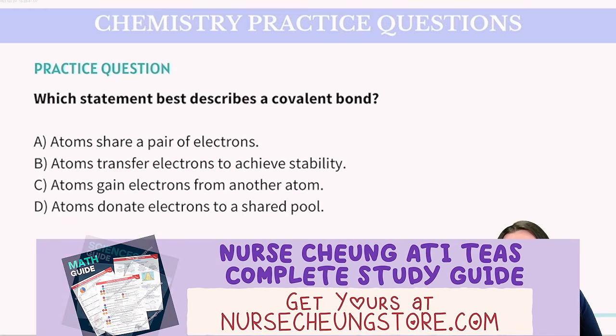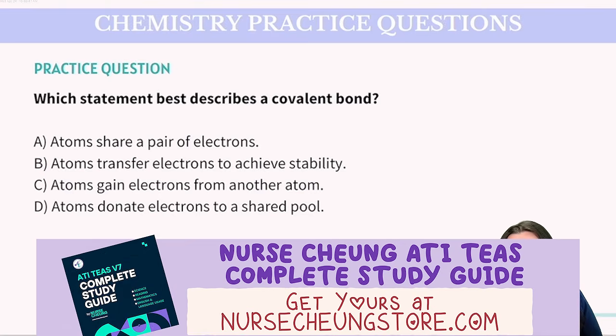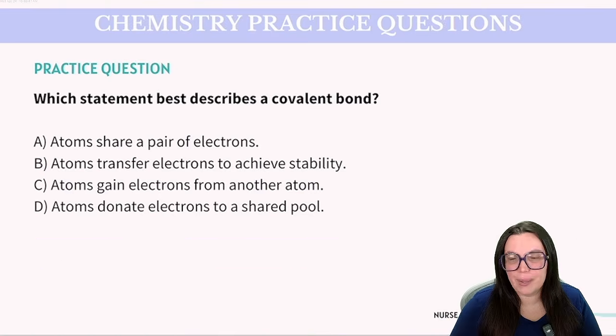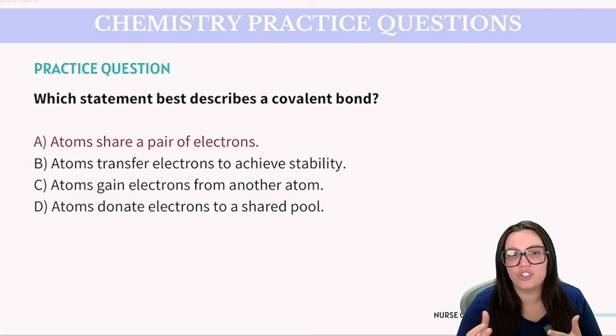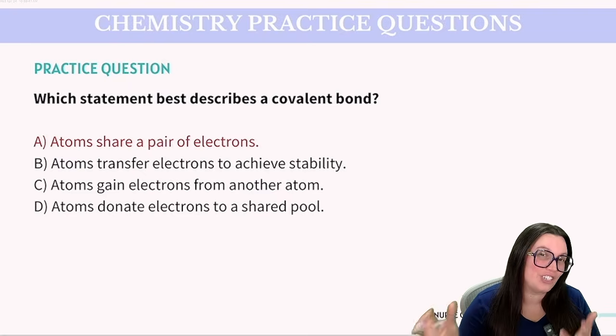What statement best describes a covalent bond? Is it A, atoms share a pair of electrons? B, atoms transfer electrons to achieve stability? C, atoms gain electrons from another atom? Or D, atoms donate electrons to a shared pool? And the correct answer is A, atoms share a pair of electrons. Remember, with covalent bonds, it's going to ultimately involve them sharing electrons between atoms, typically between nonmetals, to fill an outer shell in order for it to achieve stability.